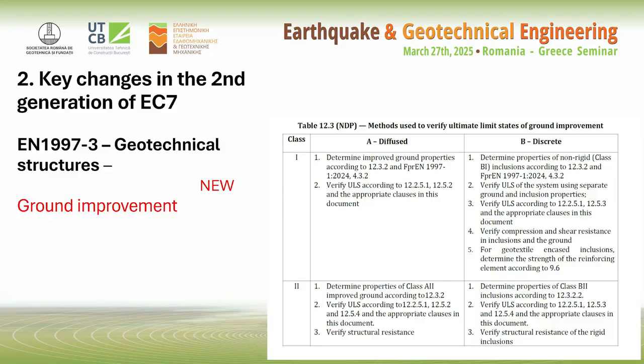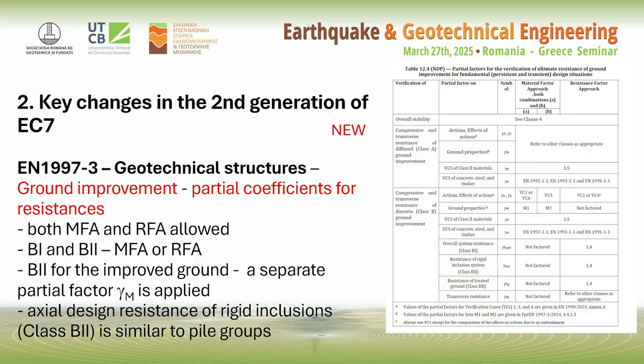And here we have, for those 4 classes, different methods for how to verify the ULS, and this is quite clear, in my opinion, for the 4 classes. And we have partial coefficients for resistances, and we have, in general, both MFA and RFA, but for the B2 class, for improved ground, there will be an additional partial factor gamma M applied, while for B2 rigid inclusions, we will apply also the general design principles for piles and pile groups.